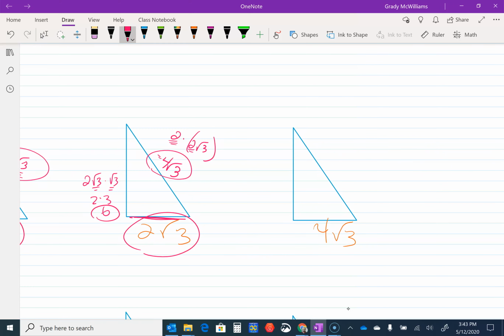Okay, here's the next question. Across from 30 degrees makes this the short side. The hypotenuse is always twice the short side, which makes this 8 square root of 3. Think about what the longer leg is going to be. It's always whatever the short leg is times the square root of 3. So 4 square root of 3 is the short leg, and we're times it by the square root of 3. So once again, square root of 3 makes a regular 3 in this example, which means it's 12.